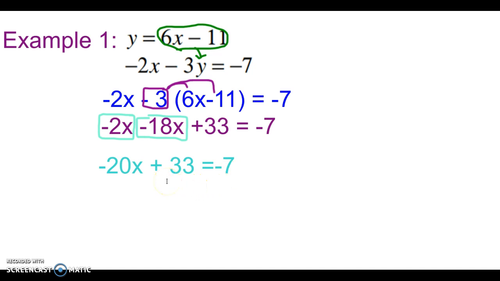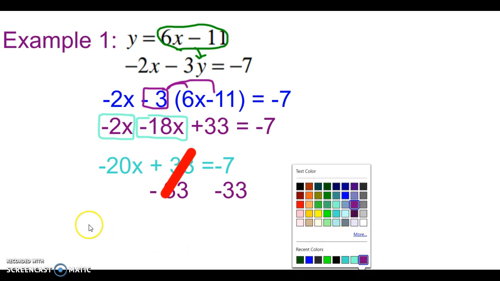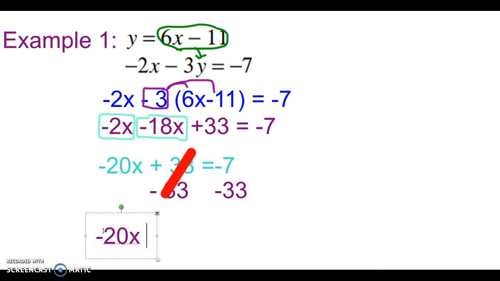We are going to do this by using our opposite operation. So the opposite of plus 33 would be minus 33. So we are going to subtract 33 from both sides of our equal sign. When we do that, on our left side, our 33s are going to cancel out, and we are left with negative 20x. We bring down our equal sign, and negative 7 plus a negative 33 is going to give us negative 40.